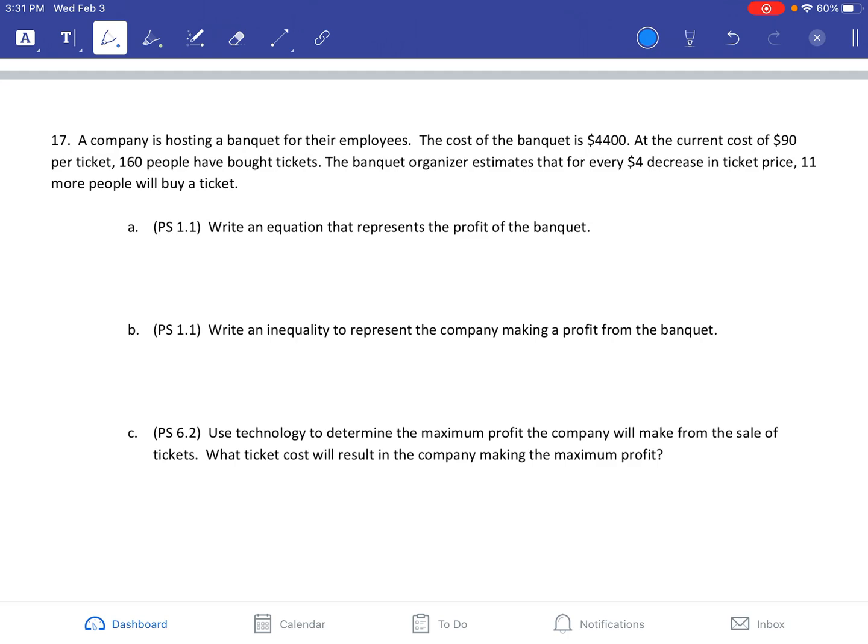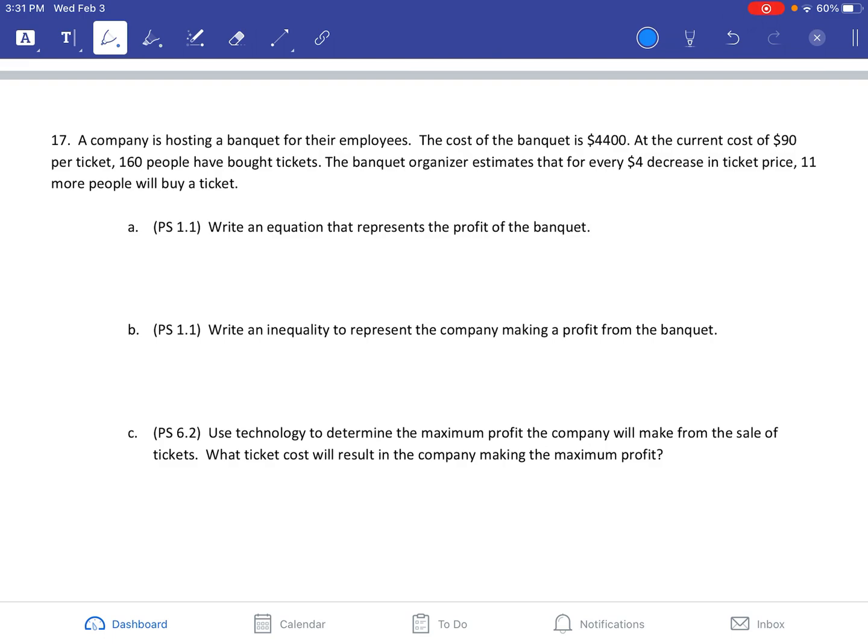Next question. A company is hosting a banquet for their employees. The cost of the banquet is $4,400. At the current cost of $90 per ticket, 160 people have bought tickets. The banquet organizer estimates that for every $4 decrease in ticket price, 11 more people will buy a ticket.